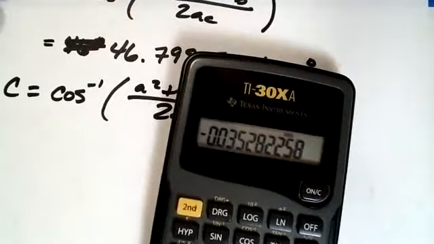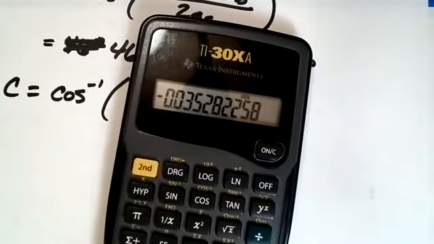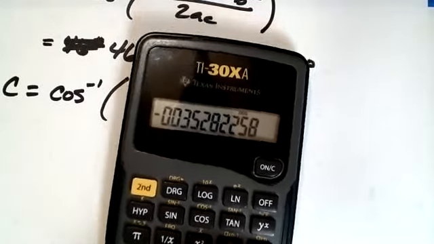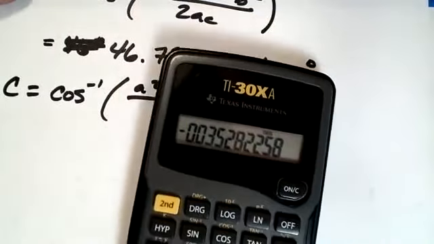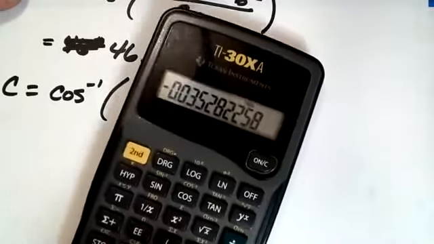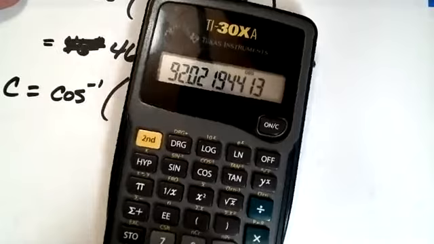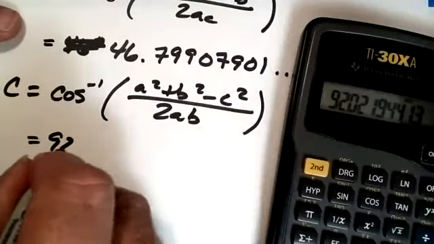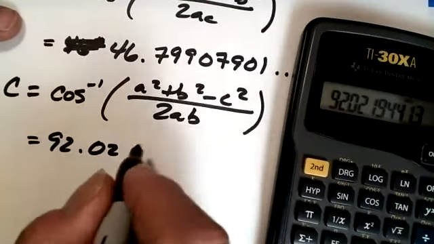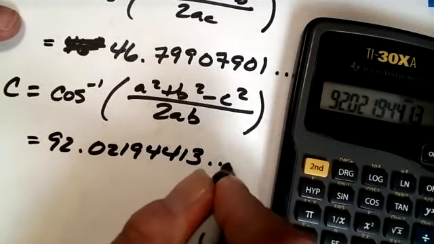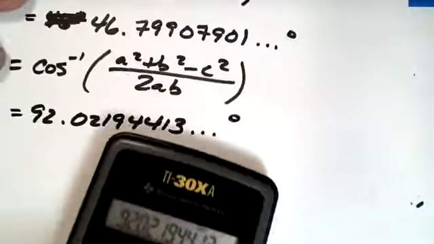And it turns out that this is actually because this is an obtuse angle. And it's close to 90 degrees, which you could have seen if you just added up the other angles. You'd get around 90, 92, 93 degrees or whatever. But it is in the range of cosine, and there we go. It's 92.02194413 and so on degrees.